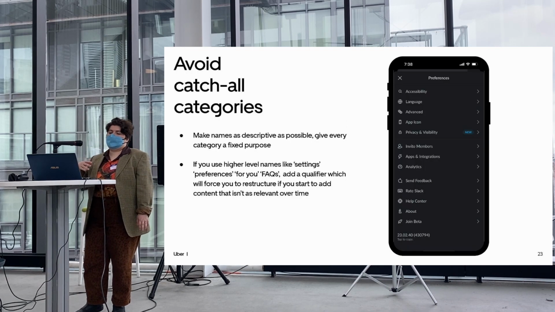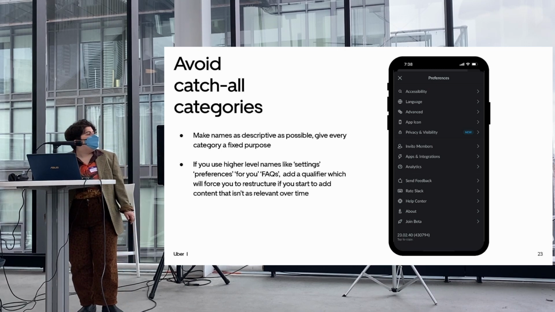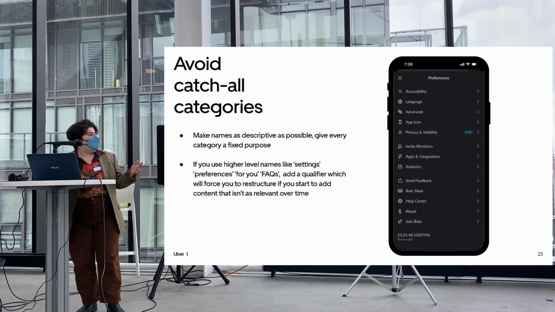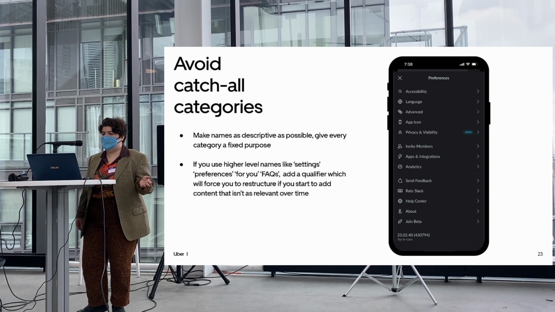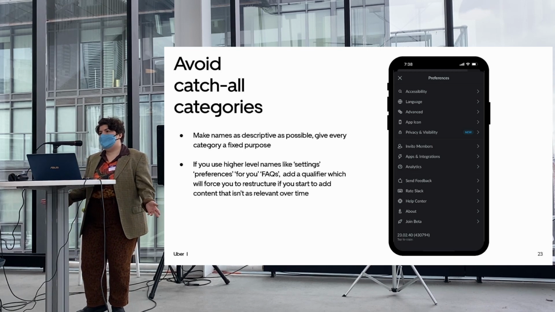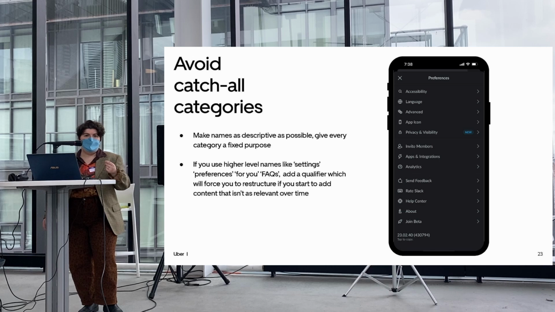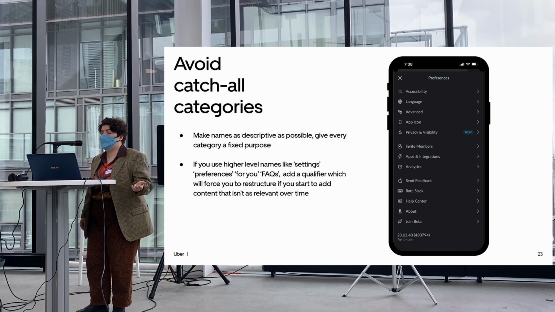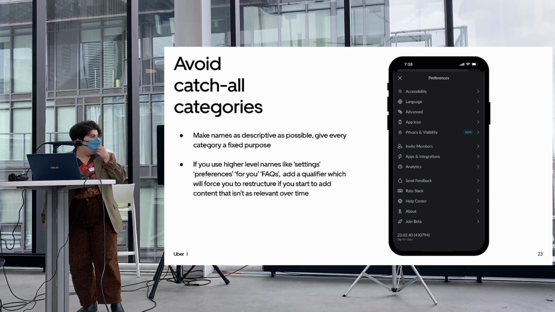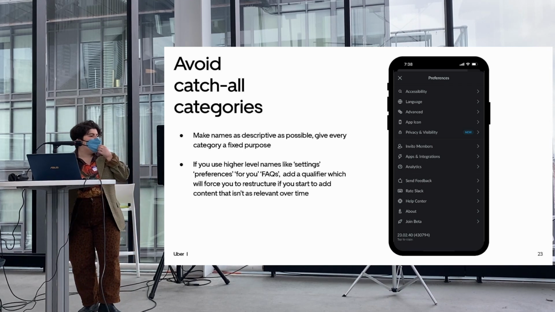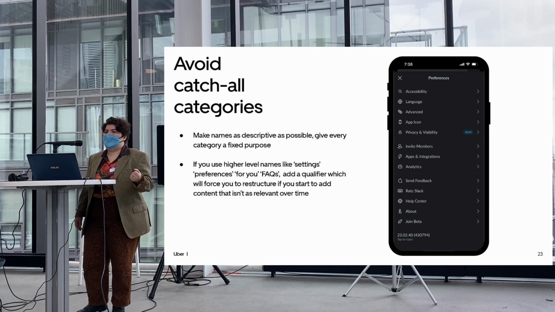And then avoid catch-all categories in your naming, so make names as descriptive as possible. In general, product teams, anyone who doesn't have a home, can go and put their content in a generic section. I had a designer the other day who asked me, let's name this content "You." And immediately I was like, anything could go under "You." So over the years, it's going to become very complex. If you are using a higher-level name, like settings, preferences, for you, or frequently asked questions, add a qualifier before it, like is it business settings, is it account settings. Any kind of qualifier will force you to rethink the structure, because the name will no longer be valid when you add more content, and then you're going to have to rethink the structure.